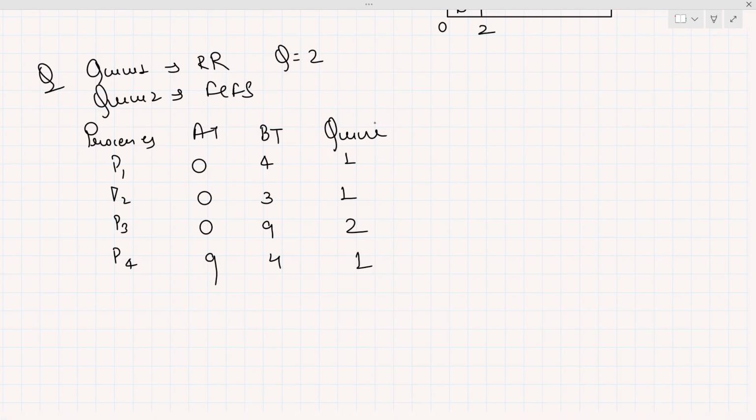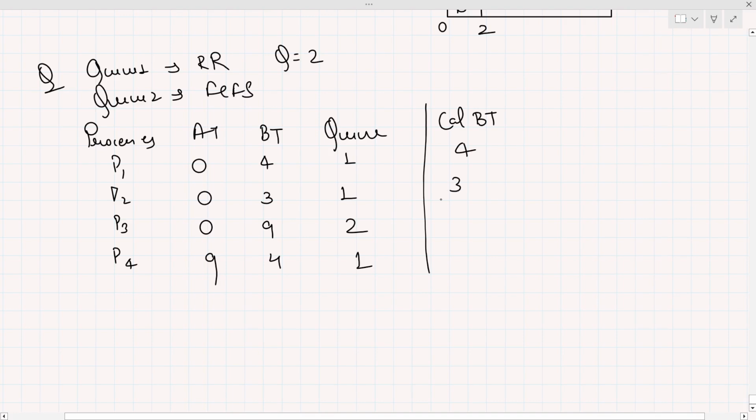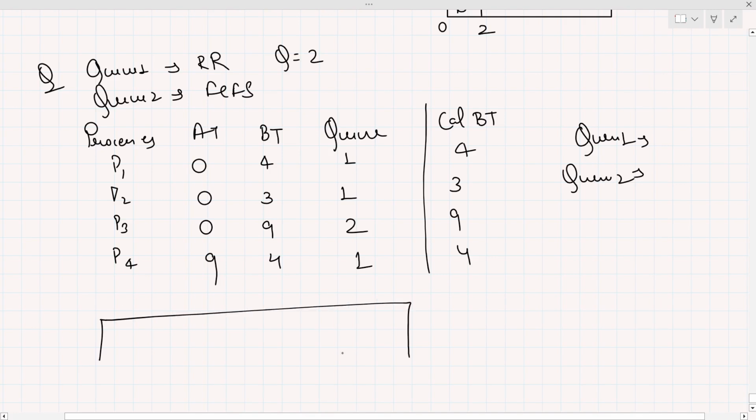Now, because it's a preemptive process, we definitely have to make a calculation table for the burst time. So 4, 3, 9, 4, and now let's start. For Q1 and Q2, whatever processes are there, we are adding them. Now let's understand how we are going to solve this.